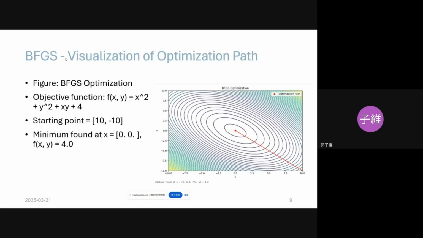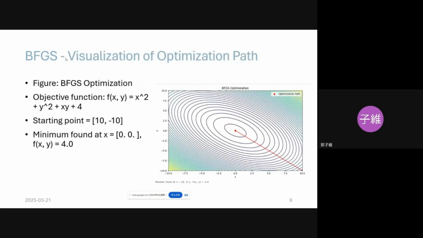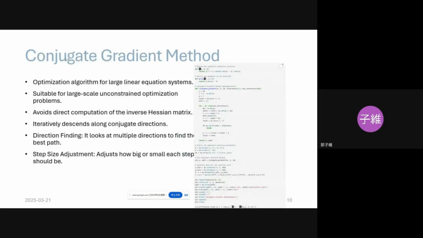Here's an example. Say we're optimizing the objective function x squared plus y squared plus xy plus 4. We start from the bottom right, the coordinate 10 and negative 10, and we use the algorithm like in the code snippet here. We found that the minimum is at 0, 0, where the value is 4.